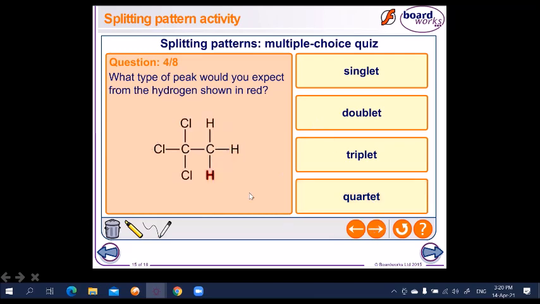Next one. This hydrogen here. Its adjacent carbon is this one. But that adjacent carbon has no hydrogen, and these are all similar to each other. So it's just by itself, a singlet.